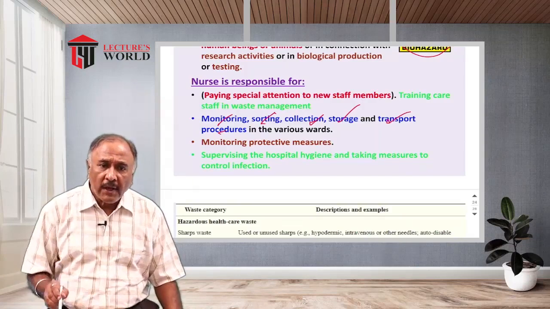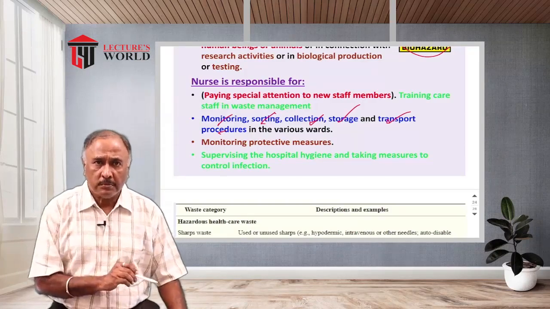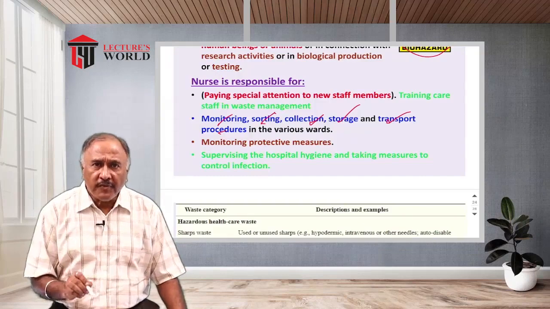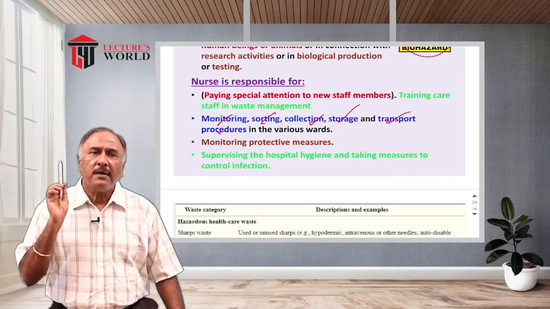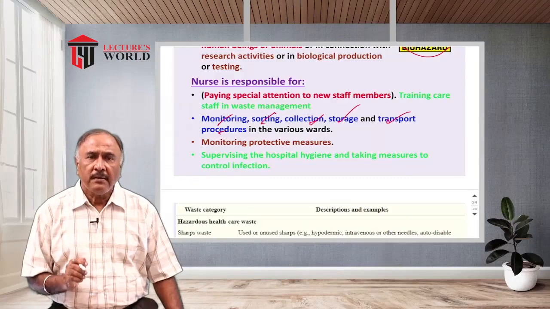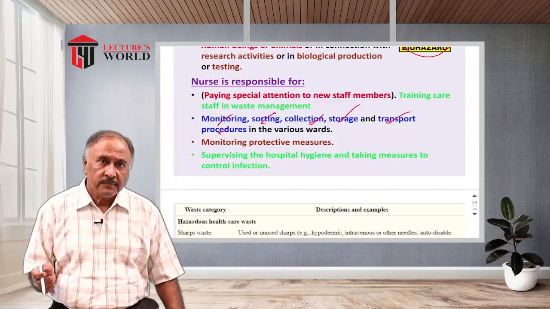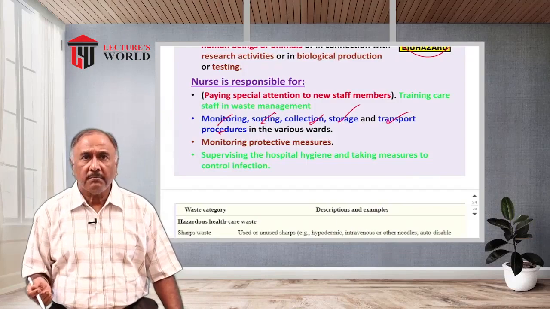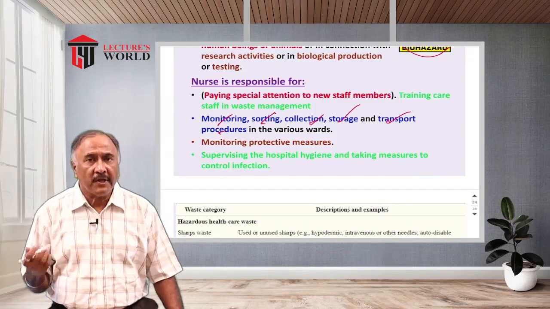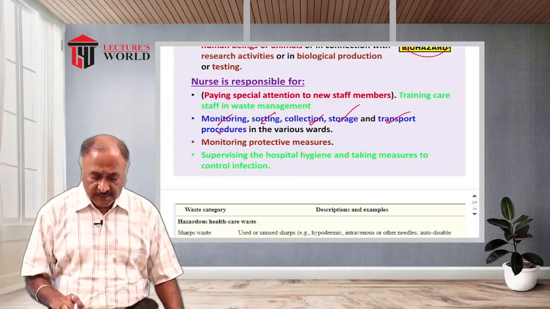So in each and every step, a nursing staff plays an active role, because if there is negligence in any of these procedures, either monitoring, sorting, collecting, storing and transporting, then these biohazard materials, which may include certain pathogens or toxic chemicals, may escape into the environment if not properly stored or collected, and may cause big hazards.